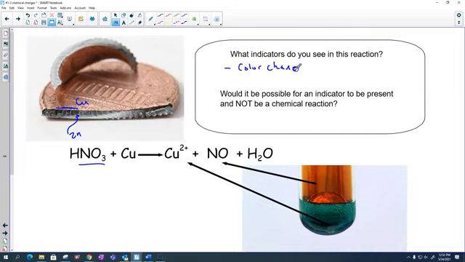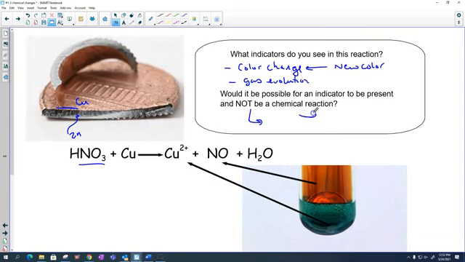Again, a new substance being formed, and this new substance happens to have a new color. And therefore we can see it. You'll note there's also going to be some gases coming off of this one. Okay. Would it be possible for an indicator to be present and not be a chemical reaction? I wouldn't bet my life against it. It's possible that you could have some sort of a color change or whatever and not be a chemical reaction.